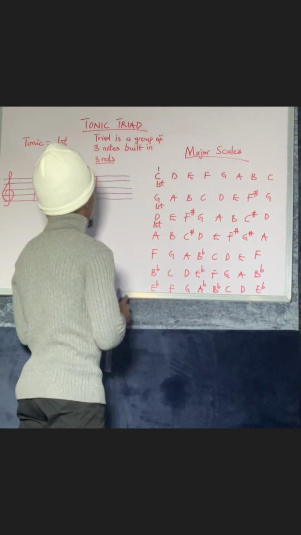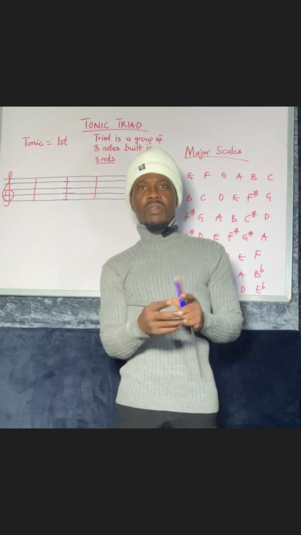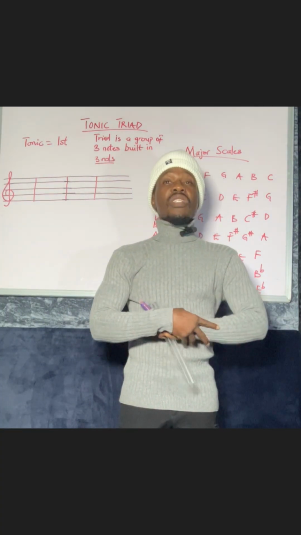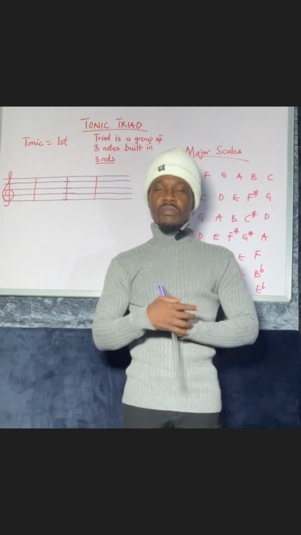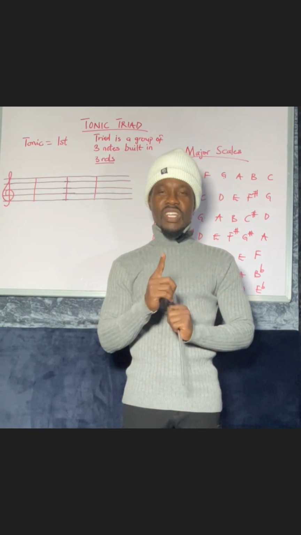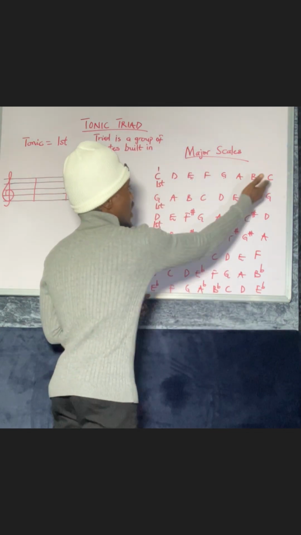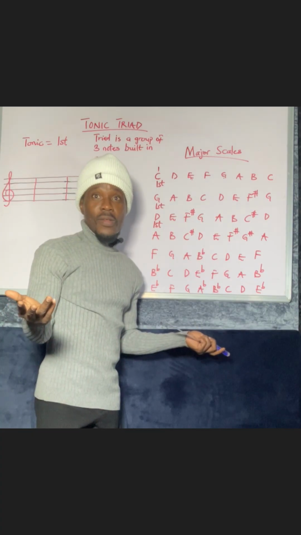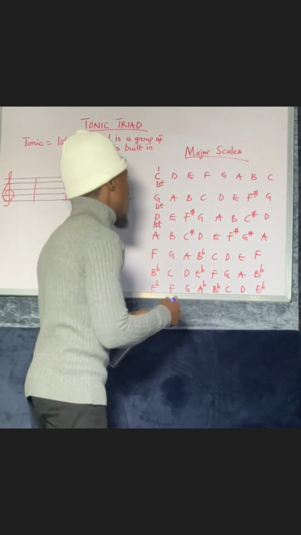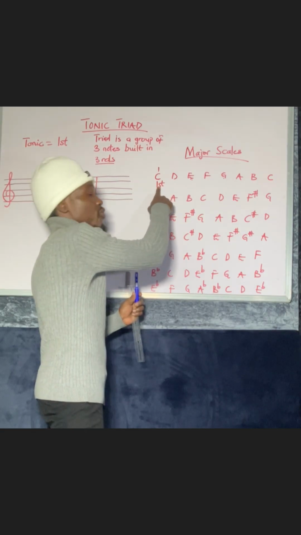All right. Therefore, if we put the two words together, tonic triad. What is tonic triad? Tonic triad is the first triad in a scale. Tonic triad means the first triad in a scale, because in a scale we can have 7 triads. We can build our first triad from C.